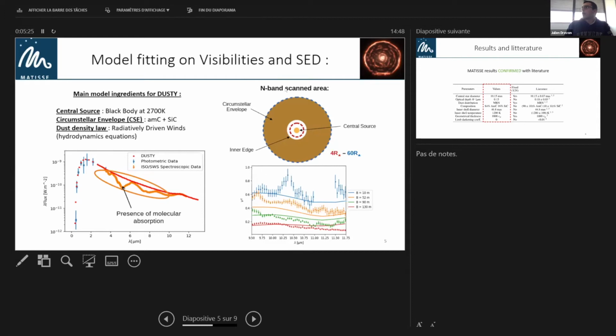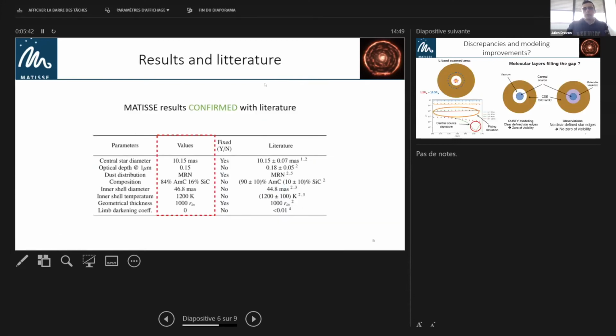So, central source, central symmetric models with a circumstellar envelope, and a void between the star and the beginning of the formation of dust and the envelope. So MATISSE results confirm the literature. This is one of the main things that you have to read in these works: our modeling of the dust is consistent with the different elements and results that we can find in the literature, meaning the dust distribution, the composition of the envelope, the inertial diameter, temperature, limb darkening, etc.